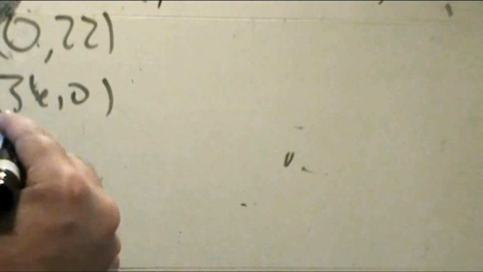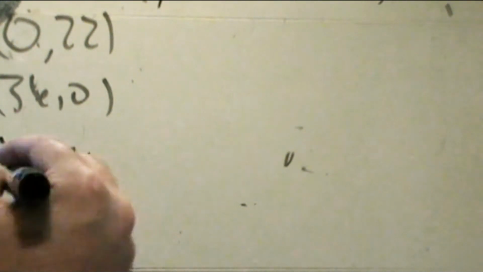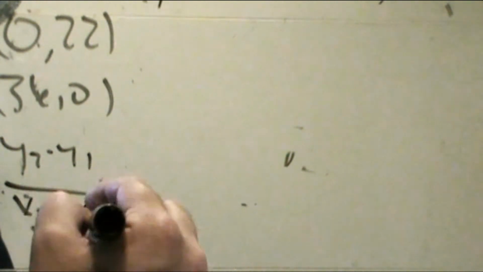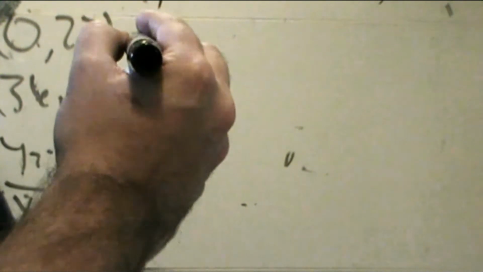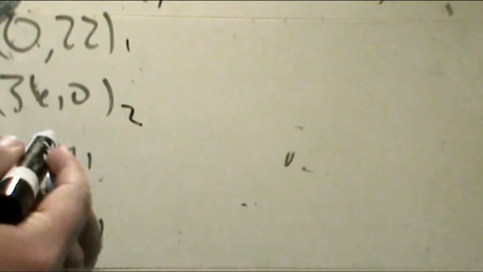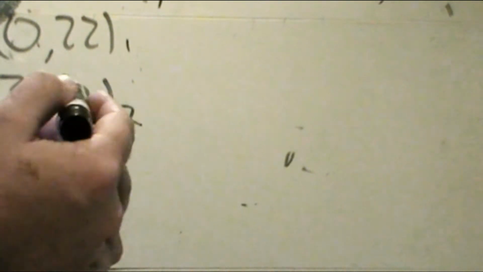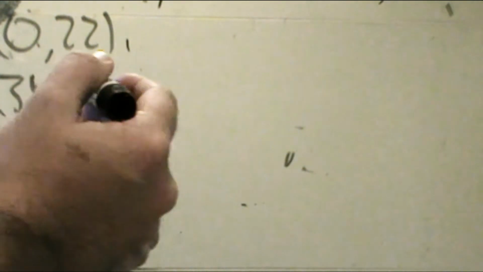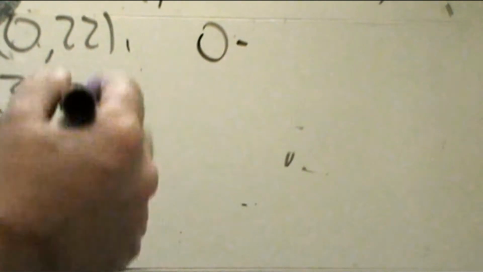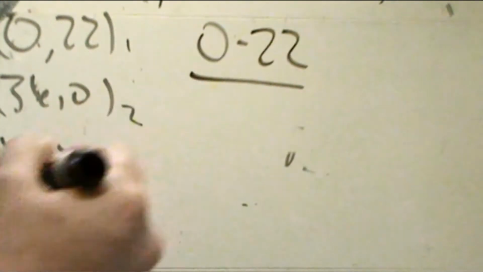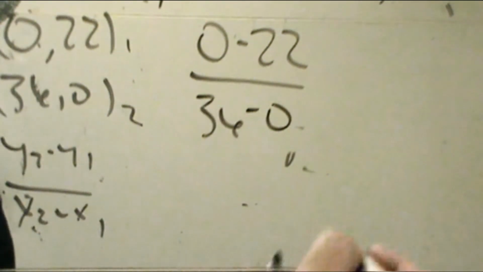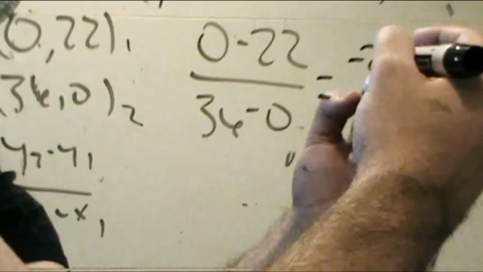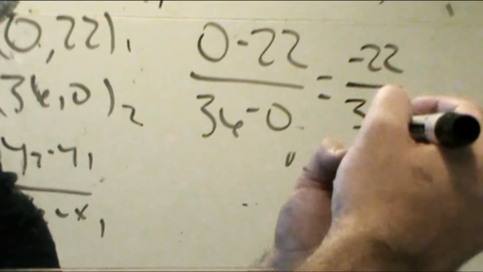And so we're going to use that formula, y2 minus y1 over x2 minus x1. We figure out which one is x1, y1, and which one's x2, y2. Turns out you get to pick. So we'll say this is 1 and this is 2. So then we just plug those numbers in. The y from our second pair is 0, minus y1, that's 22. The x from our second pair is 36. The x from our first pair is 0. So then 0 minus 22 is negative 22. 36 minus 0 is 36.